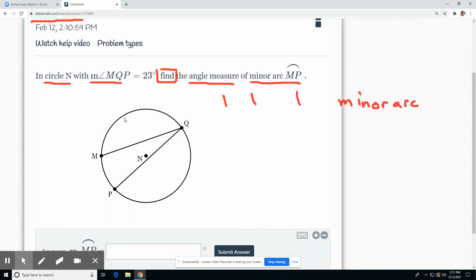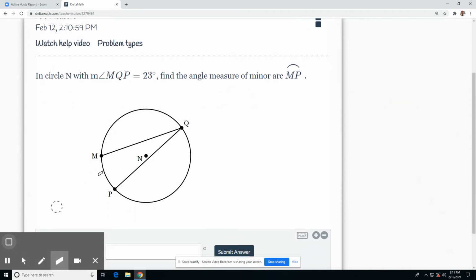All right. So like I said, it's either a multiply by 2 or a divide by 2. In this circle N with measure of angle MQP, this measure right here is equal to 23. Find the angle measure of the minor arc MP. So that's a 23. Sorry, it's not very good, 23.